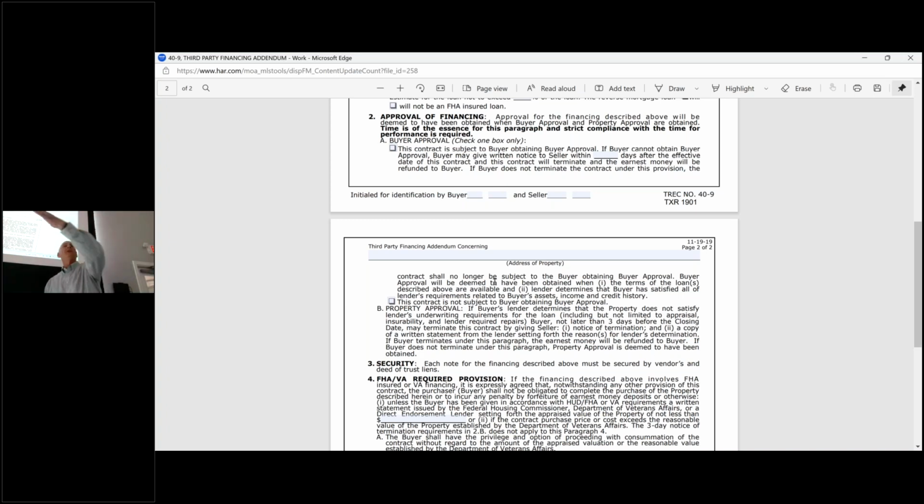21 days. Could be 25 days, could be 18 days, 15 days. 21 is typical. So this means that if the buyer gets approval within 21 days, they satisfy this requirement. What if you're the buyer's agent? It's day 19. You don't have buyer approval yet. You call who to talk about this? Lender. Call the lender. Say, what's up?